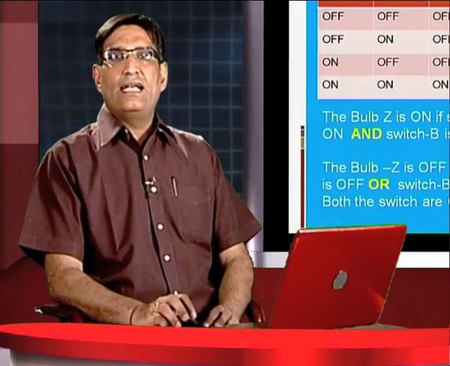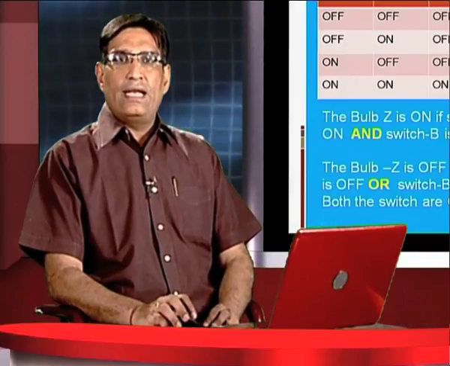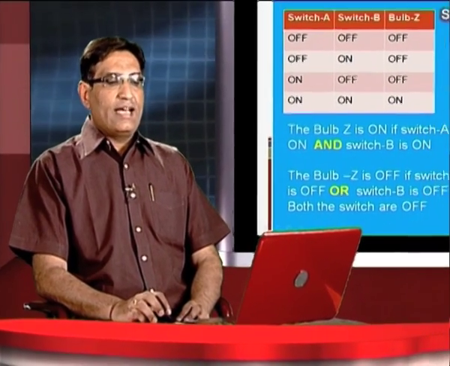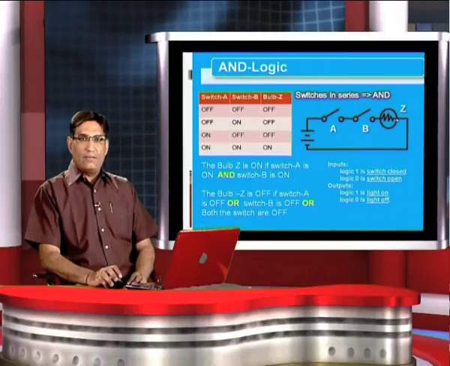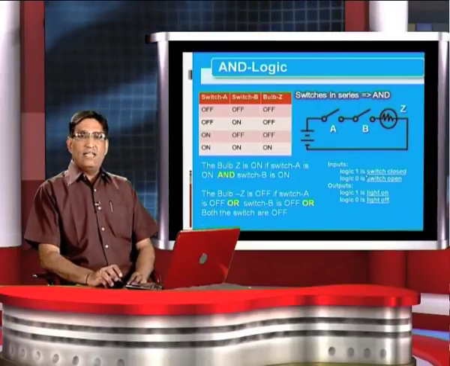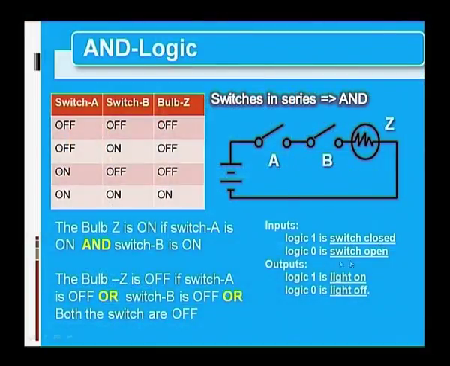Now, let us understand the AND logic with reference to an electronic circuit. Here we consider that we have a battery, 2 switches in series and a bulb Z. Here we define that logic 1 is switch closed, logic 0 is switch open, and for the output Z we define that logic 1 is there if the light is on and logic 0 is there if the light is off. With reference to this circuit we can clearly understand that if we close A, nothing happens, but if we keep A closed and we close B, then and only then the bulb will glow.